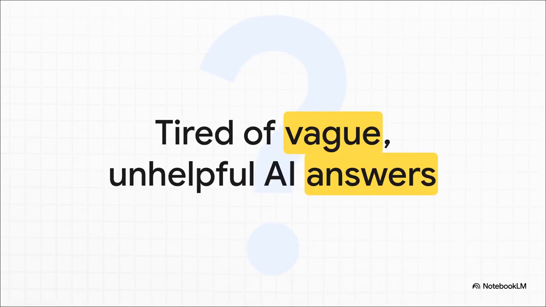So, does this sound familiar? You ask your AI assistant for help, and what you get back is, well, it's vague, it's generic, and honestly, it's pretty much useless. Yeah, we've all been there. But here's the thing, it really doesn't have to be this way.